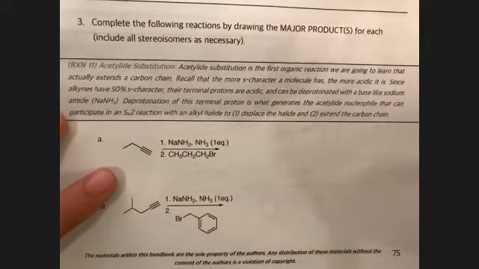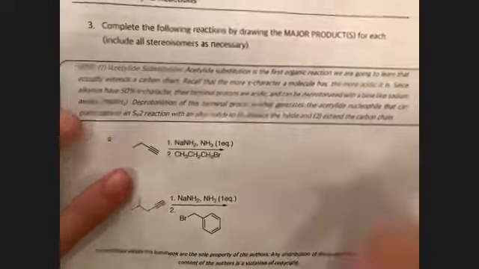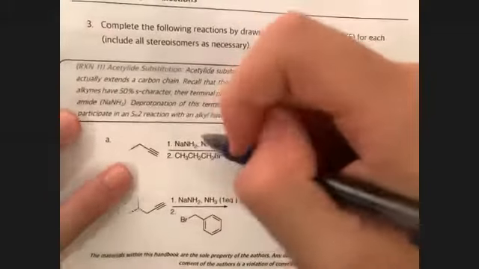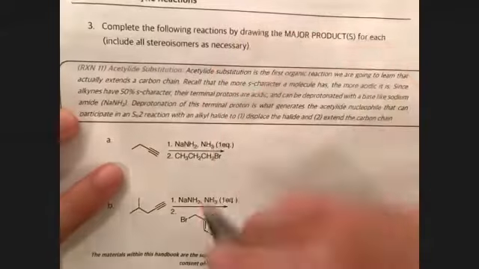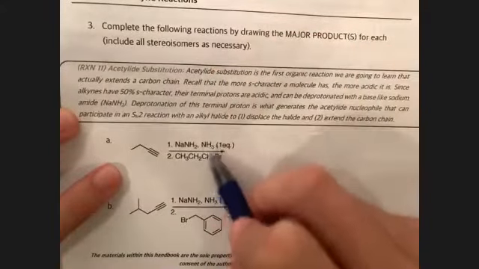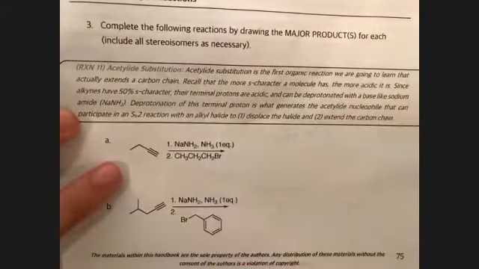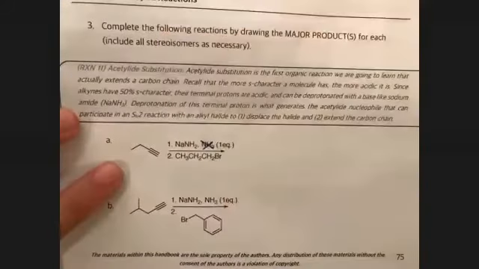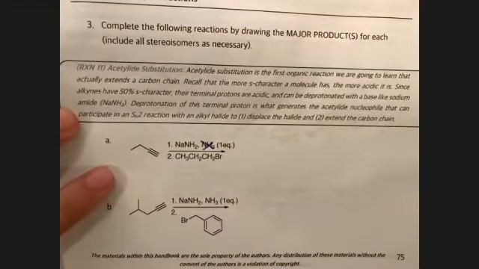You need to know acetylide substitution like the back of your hand. What it is: we have this reagent that we haven't seen before. It's called sodium amide, and we have this solvent, ammonia. The solvent isn't going to do anything, but for our purposes, we can really just think about what sodium amide is going to do.